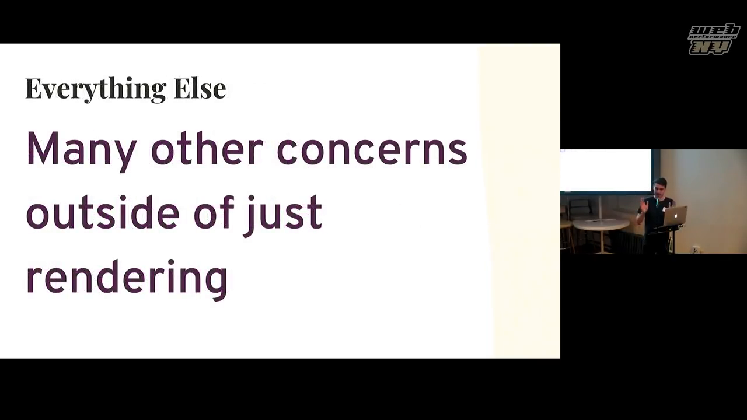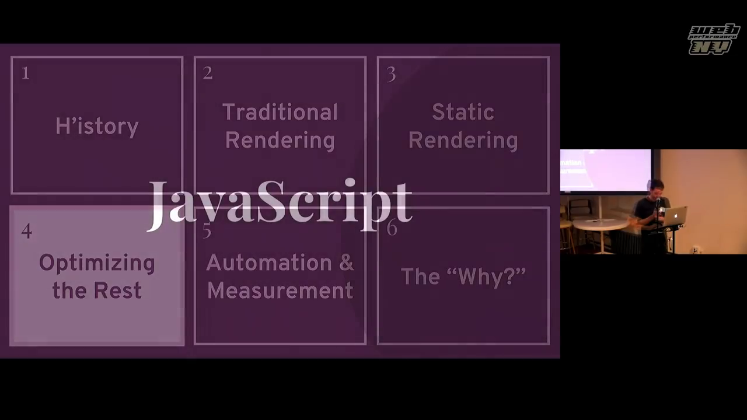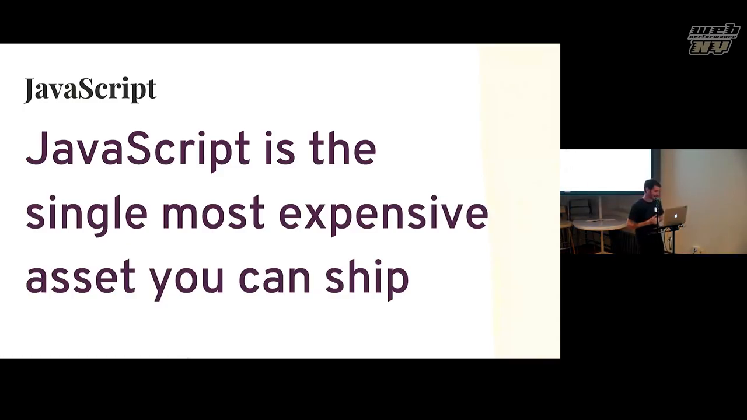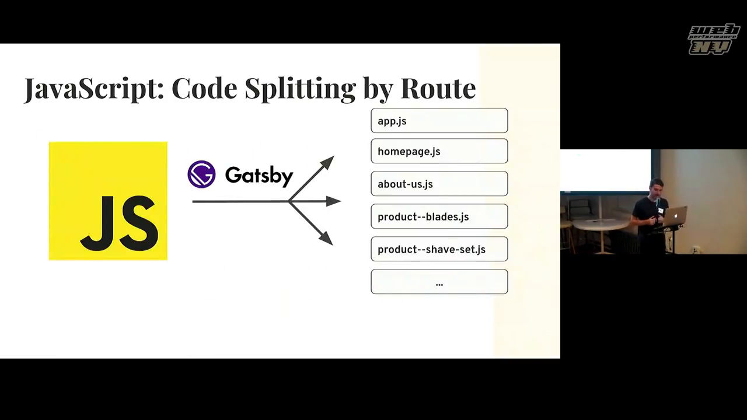And so that was all sort of about rendering. There's lots of other concerns in making a fast website outside of that, so we're going to look at some of those next. Start with JavaScript, our good friend JavaScript. Like we said, JavaScript is the most expensive asset that you can ship, but Gatsby helps us out here a little bit. Gatsby can do automatic code splitting, so because it's statically analyzing and building our site, it can break these JavaScript bundles into what's actually needed for a given page, and that helps us make sure we're never shipping more JavaScript than is necessary for a given page. And that happens automatically, and that's really nice.